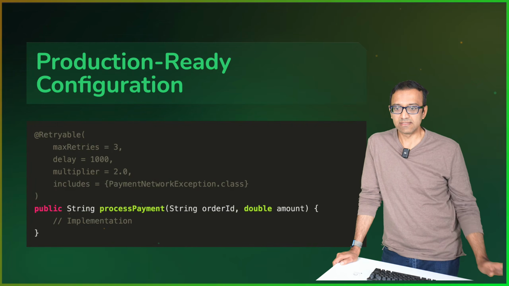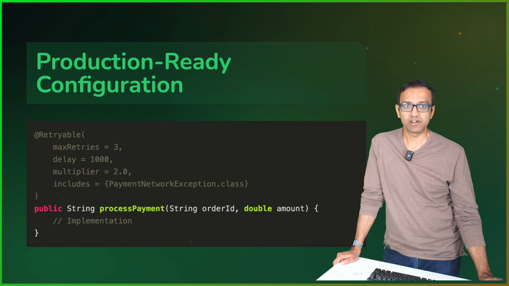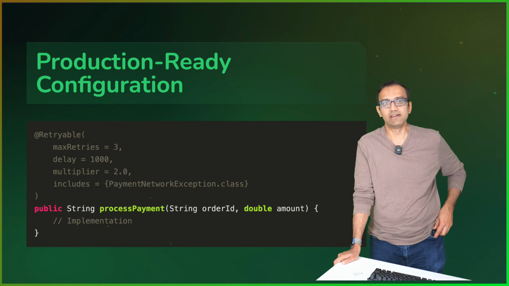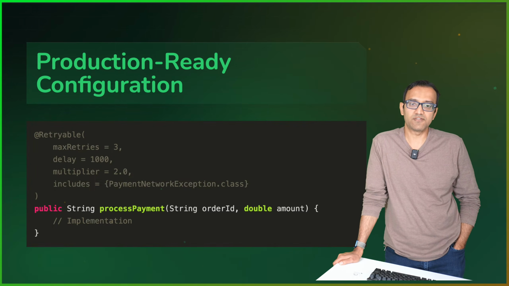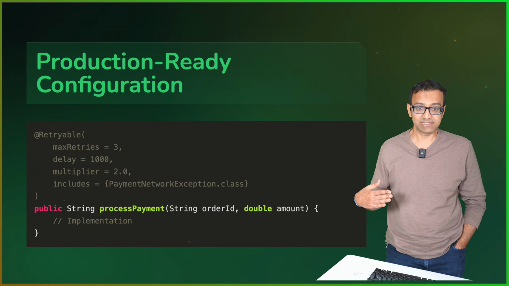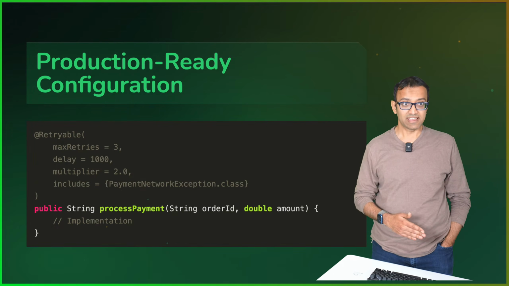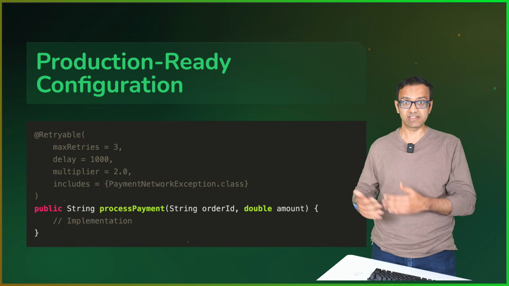And then the multiplier, I'll cover multiplier in a bit. It's what you do for exponential backoff. But the idea is that with a multiplier, each retry takes longer. So basically, when you have a multiplier of 2, the first retry takes 1 second, the second retry takes 2 seconds, the third retry takes 4 seconds. Every time, the duration gets multiplied by the multiplier.